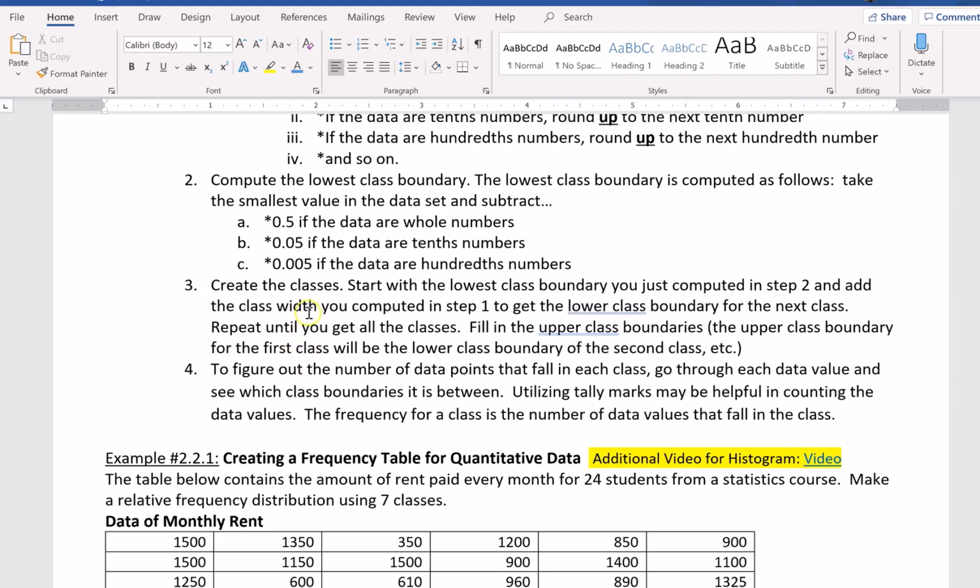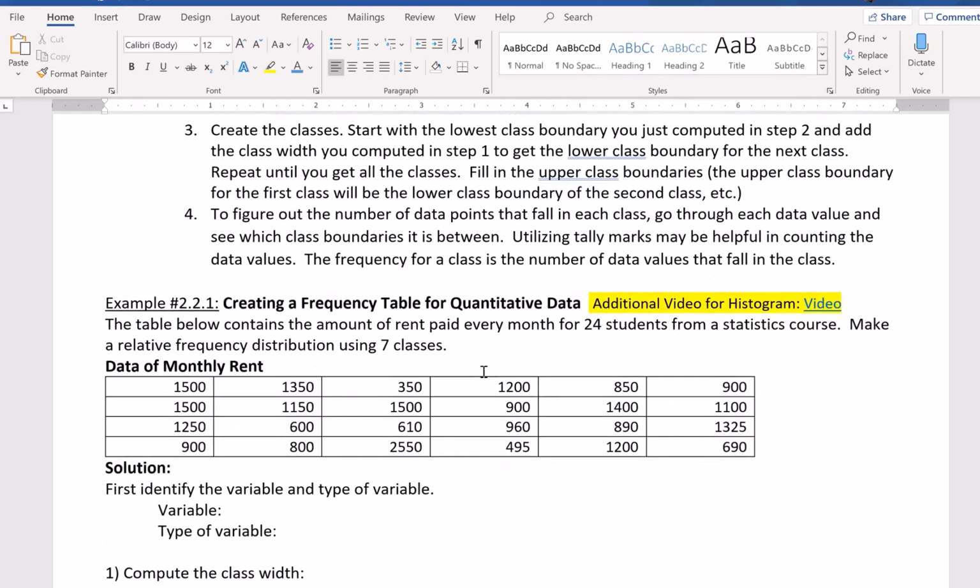Then you're going to create your classes. You're going to start with your lowest boundary that you just found, and then you're going to add your class width to it from step 1 to get your lower class boundary for the next class. You're going to keep repeating this until you get all the classes. Then you're going to fill in the upper class boundaries. The upper class boundary for the first class will be the lower class boundary of the second, and so on.